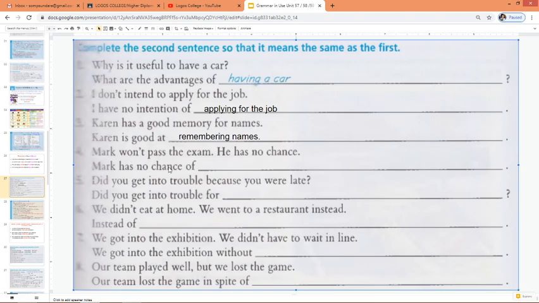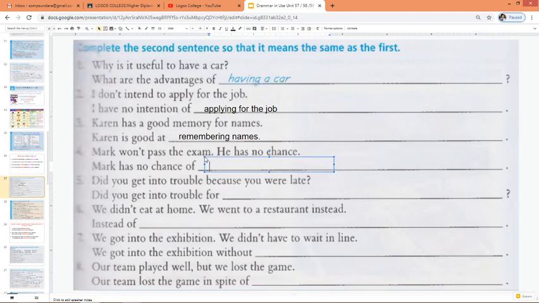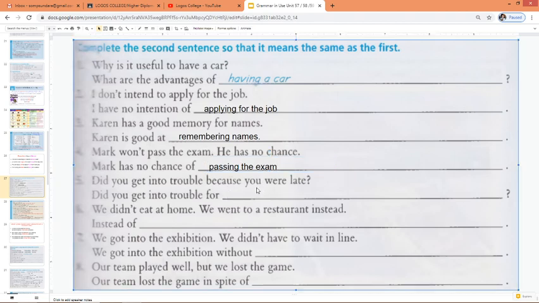Number 4, Mark won't pass the exam. He has no chance. He has no chance of. All right, your verb is pass. I guess he didn't study. All right, so he has zero chance, no chance. He has no chance of passing the exam. There you go. Now let's do a couple more.